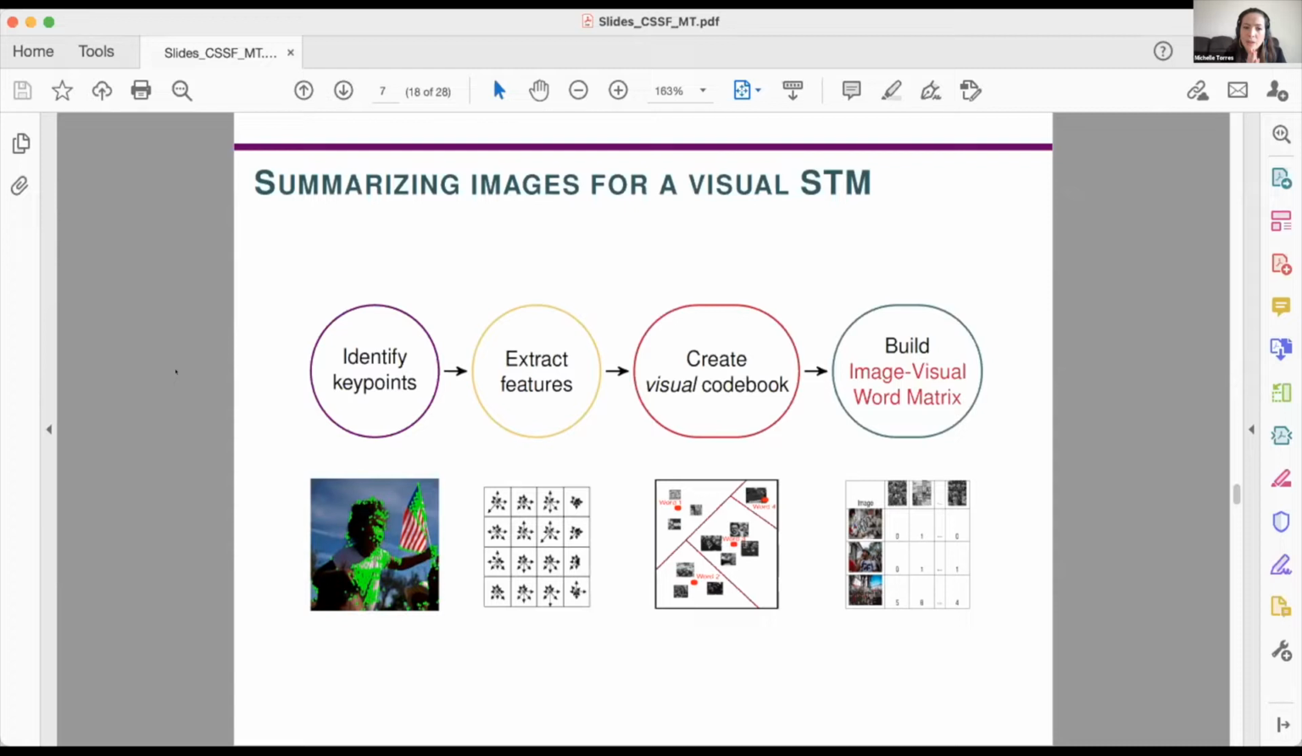So just to summarize a bit of the unsupervised method that I talked to you about, this is the workflow that I'm using to create this visual structural topic model. I'm using an approach called the bag of visual words that, again, I'm pretty sure is ringing some bells for you if you've taken the text analysis workshops, right?